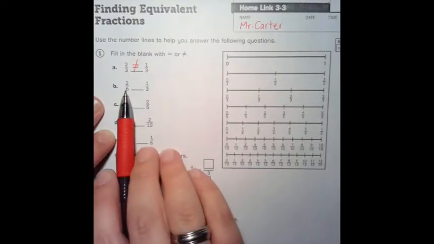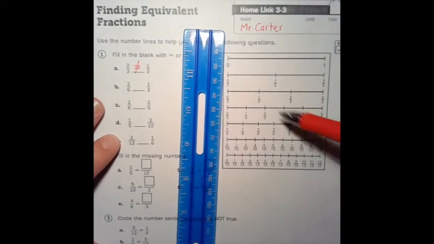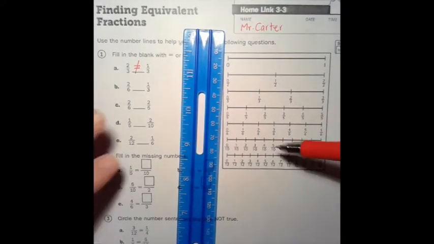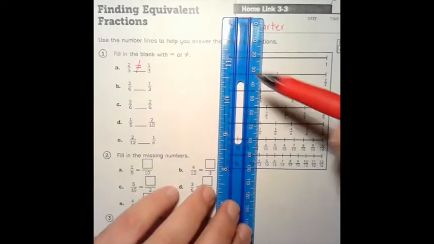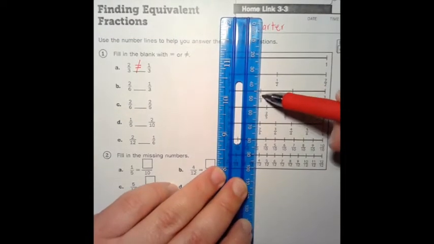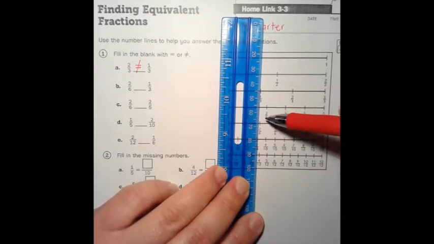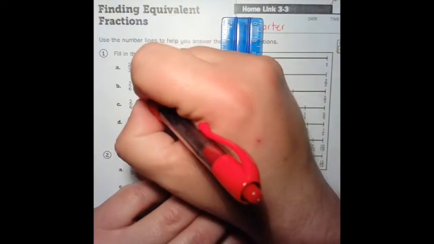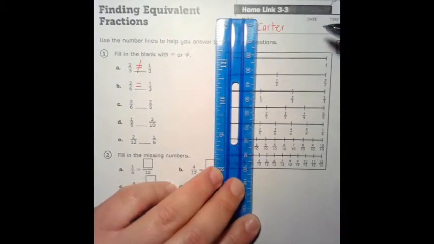Looking at this one, 2/6 and 1/3. I'm going to take my ruler, and I'm going to find 2/6 here, and see if it lines up with 1/3. And it sure does, because 1/3's up here and 2/6 are here, and they line up. That tells us that they are equal. When they line up like that, that means they're equivalent fractions.